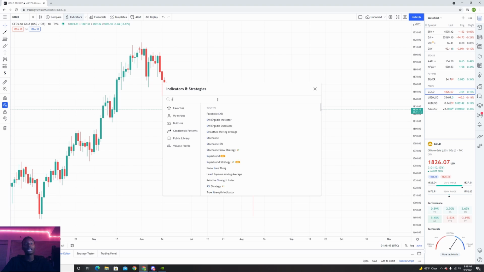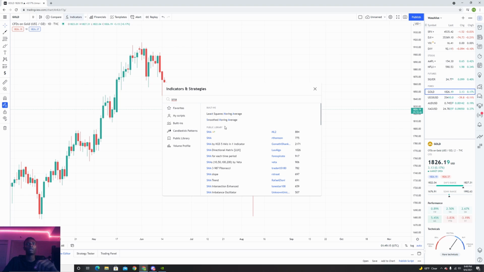So let's go SMA, right? As you can see right here, the simple moving average, which is SMA. And then you have EMA, so moving average right here, and you have an exponential moving average. Now I'm going to show you guys the SMA that I use and how to set it up.